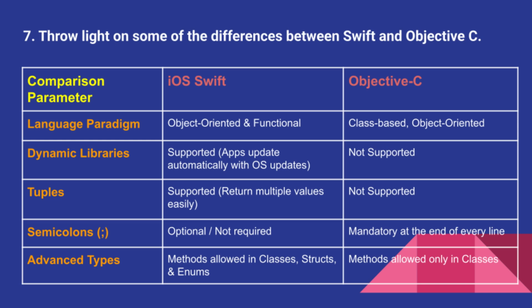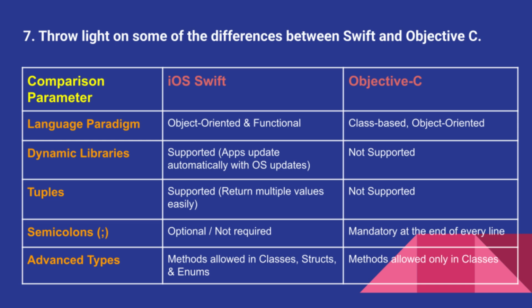First, look at the programming paradigm. Objective-C is strictly a traditional, class-based object-oriented language. Swift, on the other hand, is multi-paradigm, blending object-oriented patterns with powerful functional programming capabilities like map, filter, and first-class closures. Second, let's talk about dynamic libraries. Swift fully supports them. This is a massive performance win because it allows applications to link to system libraries dynamically. When Apple updates iOS or macOS, your app can inherit those system improvements automatically without you having to resubmit a new build to the App Store.